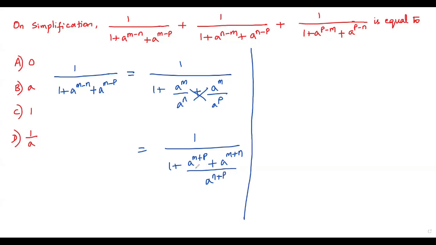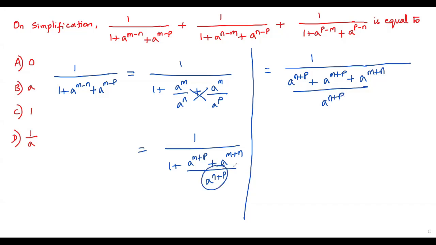Now we can add this fraction and the integer 1. Whenever I want to do addition or subtraction between an integer and a fraction, I have to multiply the integer by the denominator of the fraction. Once I'm done with the multiplication, I can take this one as a common denominator. Let me do it over here. That is 1 over, now let me multiply this 1 by this denominator. Then I get a to the power of n plus p. Now we can take this plus sign and write this numerator as it is. It is a to the power of m plus p plus a to the power of m plus n. Everything is divided by a to the power of n plus p. Now this one is taken as a common denominator because we have multiplied this integer by this denominator.